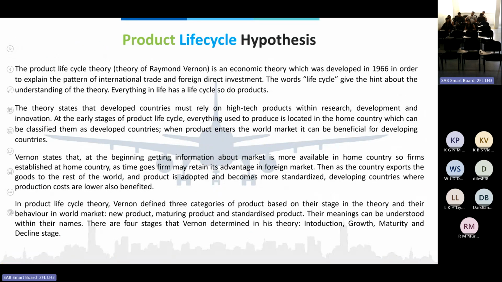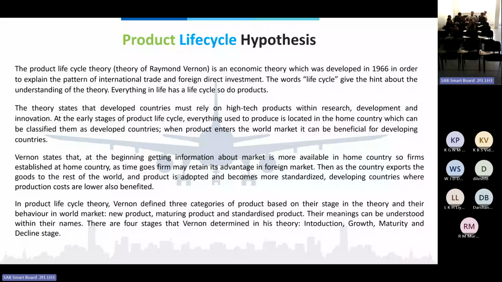The product life cycle is what I mentioned here. Can you read this slide, please? You have an understanding of this product life cycle. This is a related theory for international trade, because any product that is produced goes through these 4 time periods in its life. The product life cycle theory of Raymond Vernon is an economic theory developed in 1966 in order to explain the pattern of international trade and foreign direct investment.